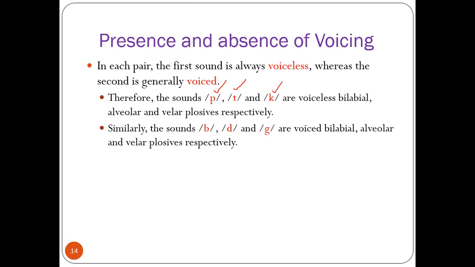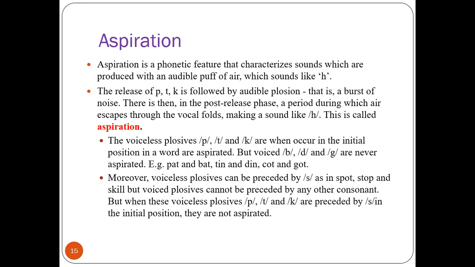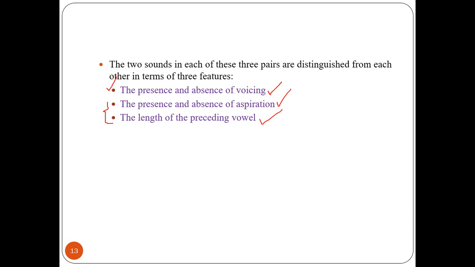And then we have voiced plosives. The first one is voiced bilabial plosive, the second one is voiced alveolar plosive, and the third one is voiced velar plosive. So that was the first feature, the presence or the absence of voicing. Now let's try to understand aspiration, the presence or the absence of aspiration.